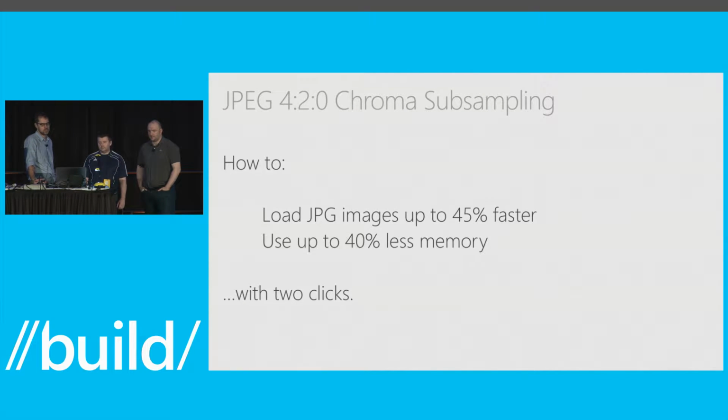So with 2 clicks, you can actually load your JPEG images up to 45% faster, and they can use up to 40% less memory on the GPU.